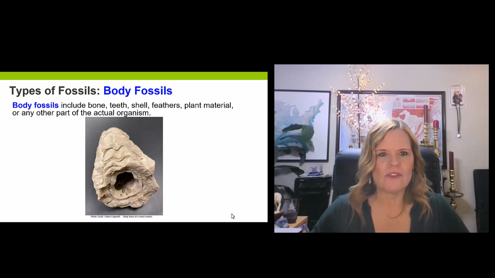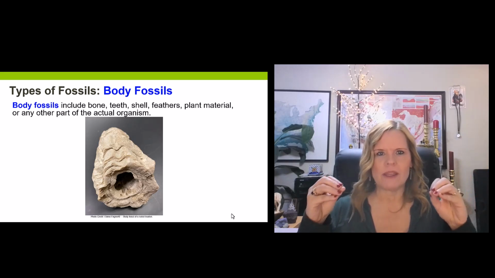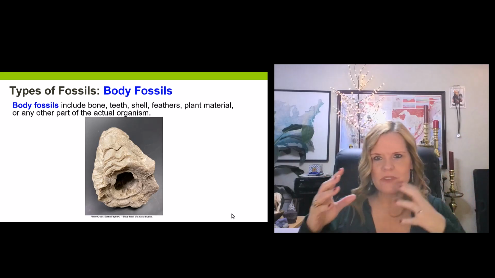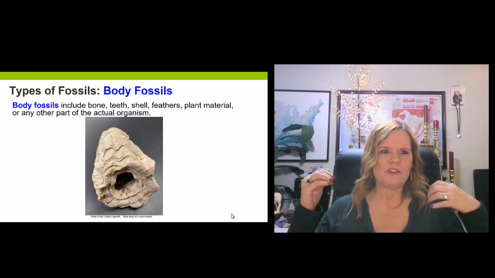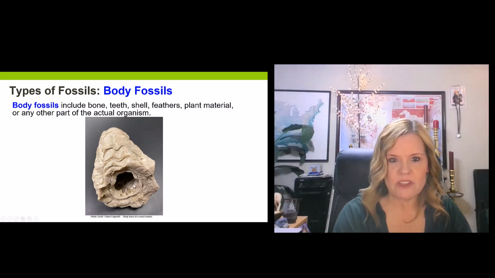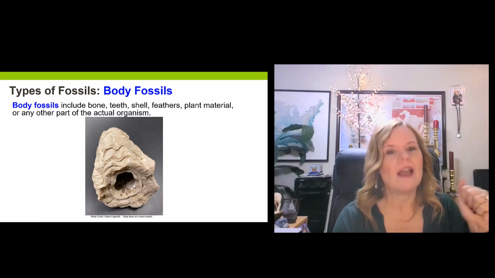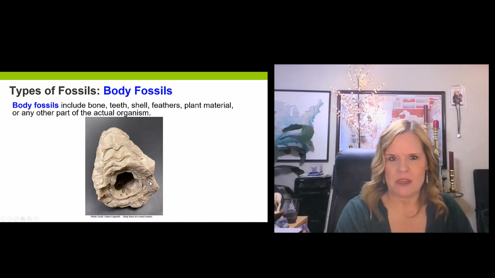Body fossils are something that used to be part of the ancient animal or plant, such as its bones, its teeth, maybe its feathers, its plant material if it's petrified wood. So this is a body fossil of something called a rudist. It's an actual seashell, believe it or not. But you can actually see the shell itself, that it's been preserved. That would be a body fossil.